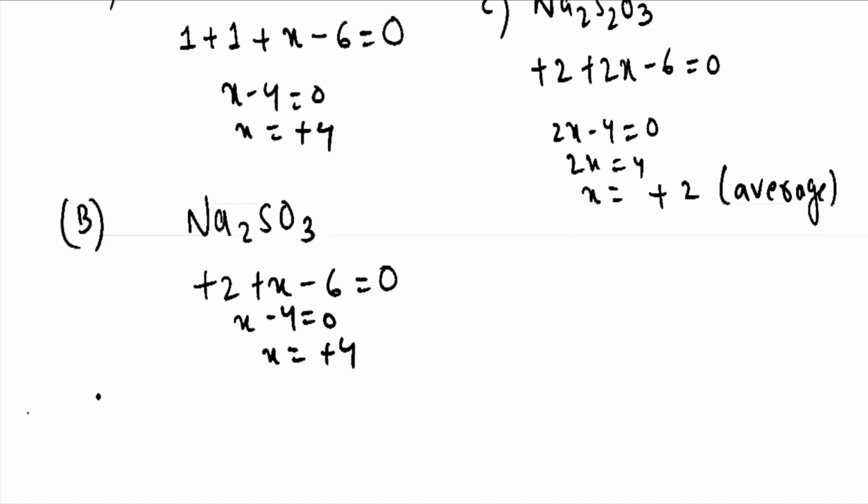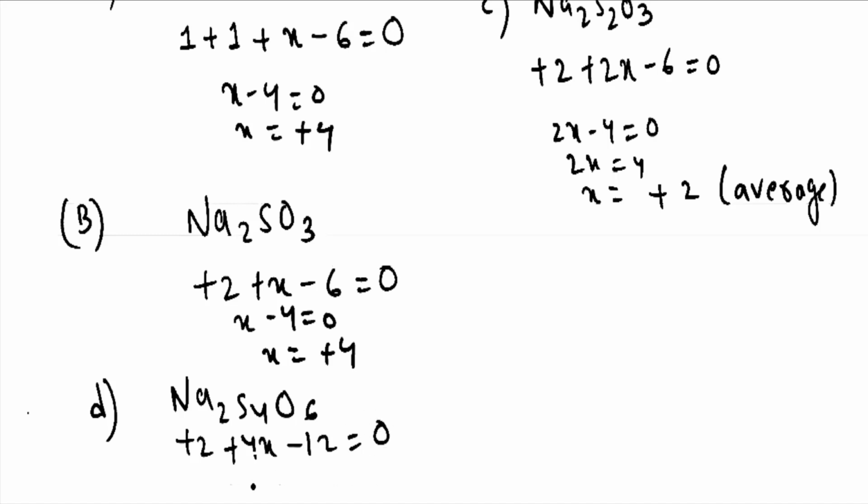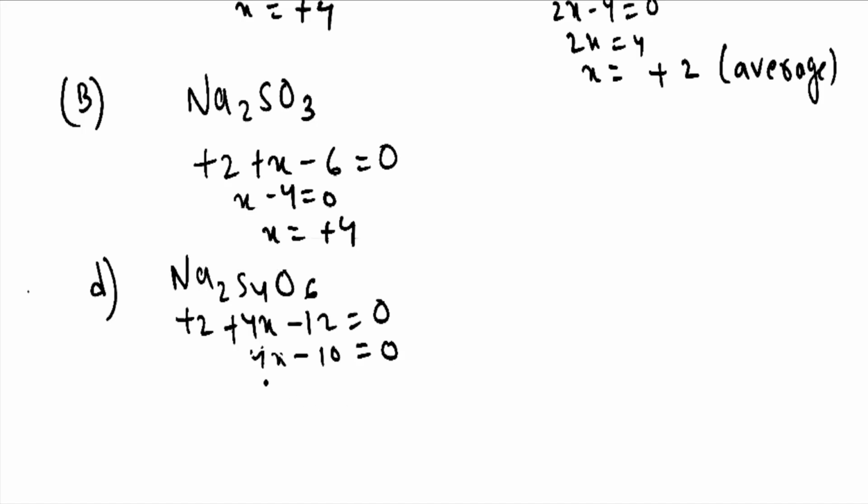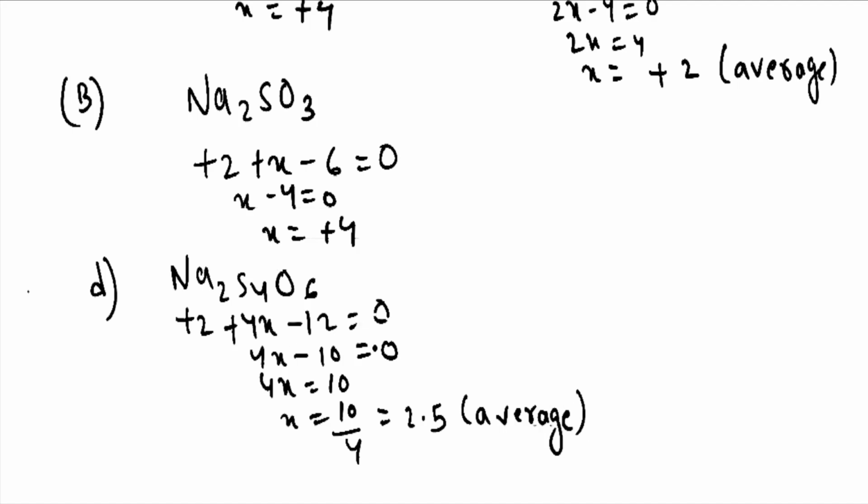Now let us go for the compound D, that is Na2S4O6. So +2 plus 4x minus 12 equals 0. So 4x minus 10 equals 0. On further solving we get 4x equals 10, so x equals 10 by 4, that means clearly we got the value 2.5. So this is the average oxidation state in compound D.